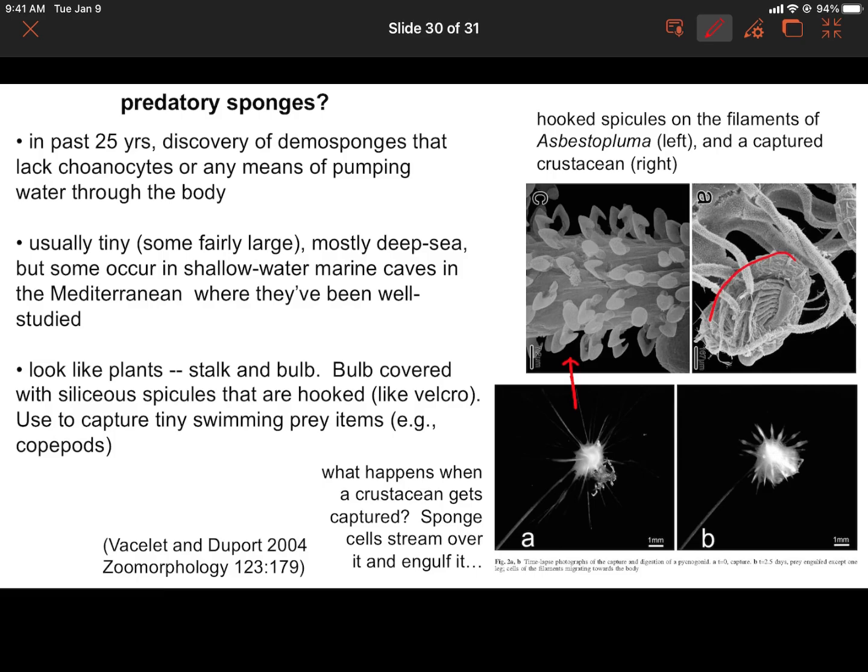So here's a little crustacean that got caught in the hooks of one of these predatory demosponges, and you can see that here. Here's a little crustacean over here. So what happens, there's no mouth or anything. What happens is that the cells of the sponge then migrate over and start digesting it. So here is this same sponge as in A over here. I actually don't remember how much later, like a day or two later, and that crustacean is in here just buried by sponge cells that are now breaking it down. Okay. So they capture small swimming prey.